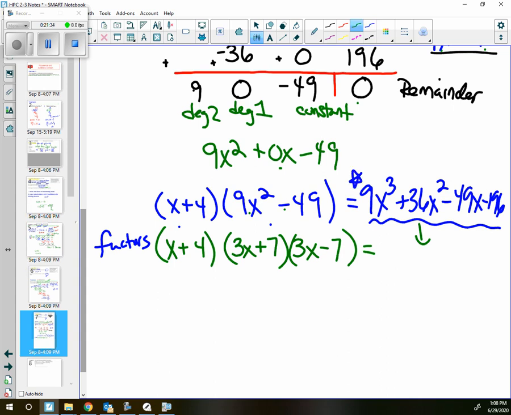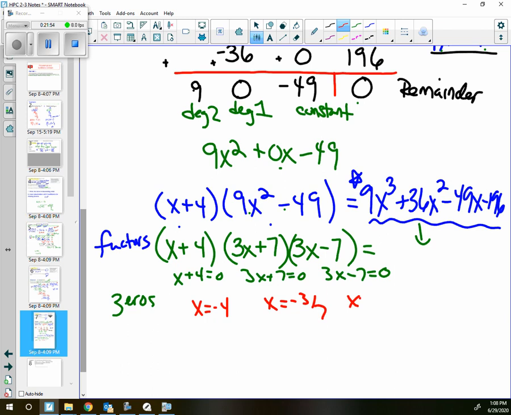Can you find the zeros then? I know I didn't ask you, but could you find the zeros then? Yes, you set each of these equal to 0 and you solve. So just make sure you know the difference between what a factor is, what you multiply together, versus what the zeros are. The zeros for this one, where it crosses the x-axis, would be at -4, -7/3, and then positive 7/3. So zeros are the actual locations, the x-intercepts. The factors are those linear binomials that you multiply together to get that.